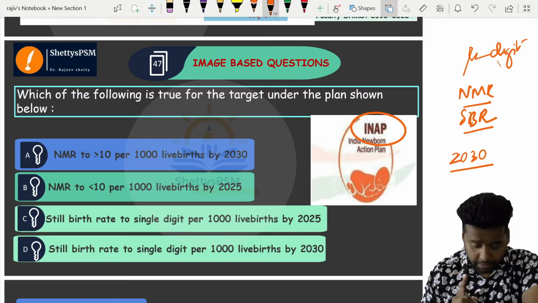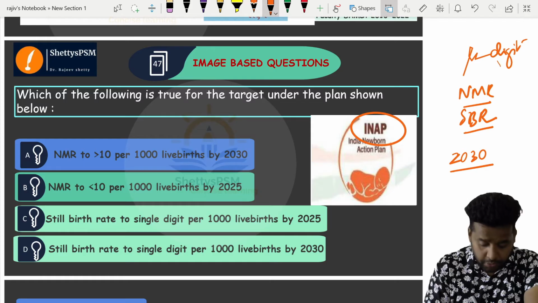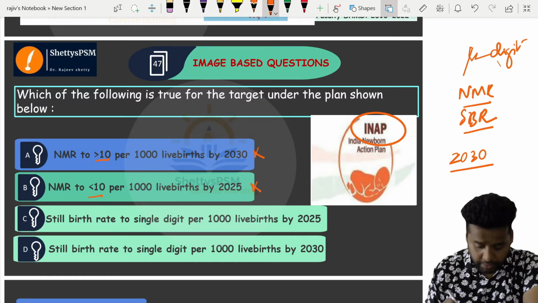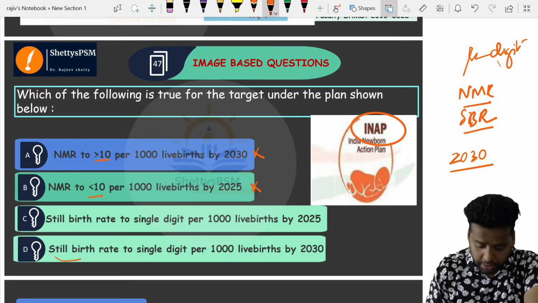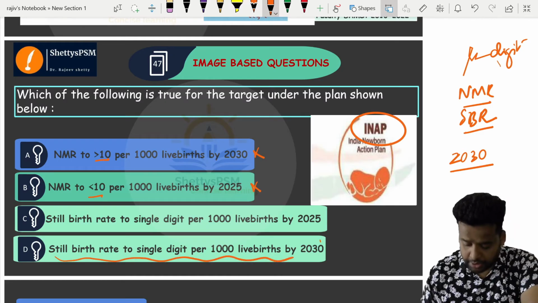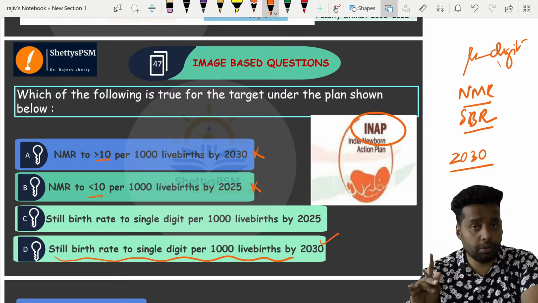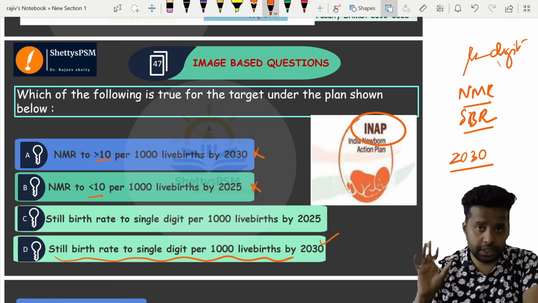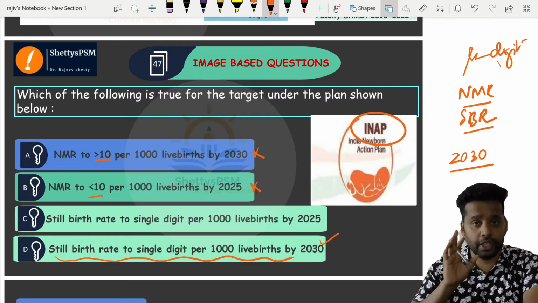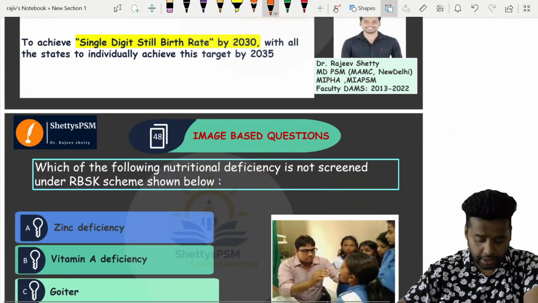So I'll be searching for my answer. More than 10, 2030, no. Less than 10, 2025, no. Stillbirth to single digit, yes, option D is correct. So single digit neonatal mortality rate, single digit stillbirth rate by the year 2030. That is the target of INAP.